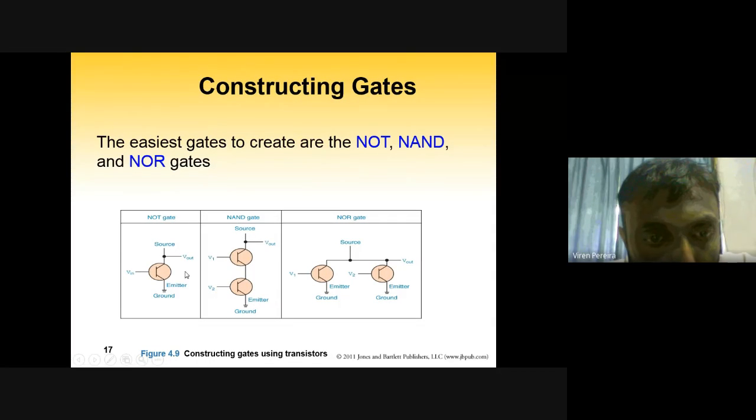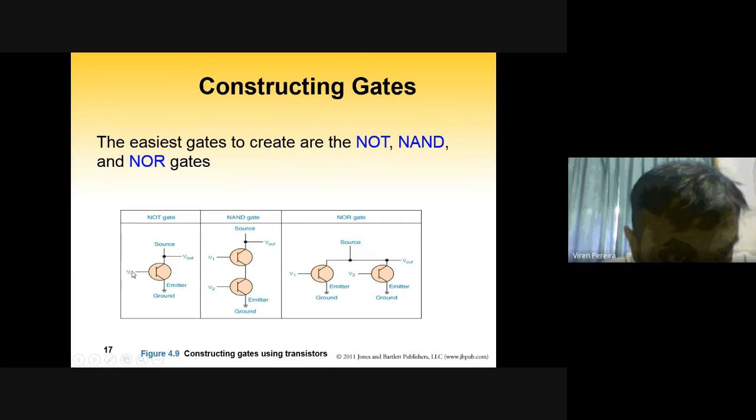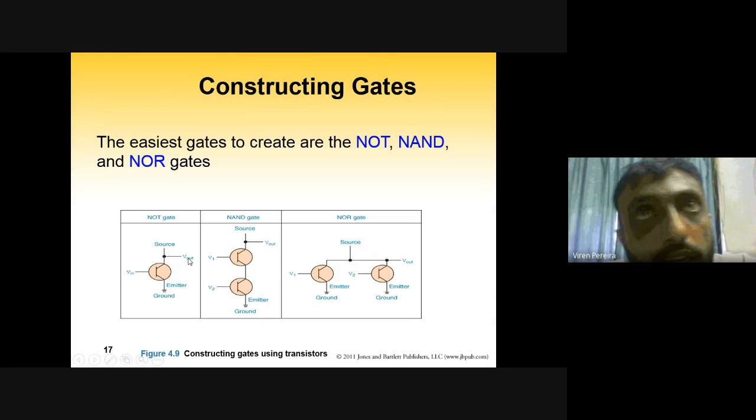We have source and we have ground, and we have a V out here. Now your V input, say if you're giving an input signal of 1 volt or 5 volt, what will happen to the source and emitter? It will short. So your 5 volts will go to your ground and your V out will be 0. So we can see it is an inverse gate.